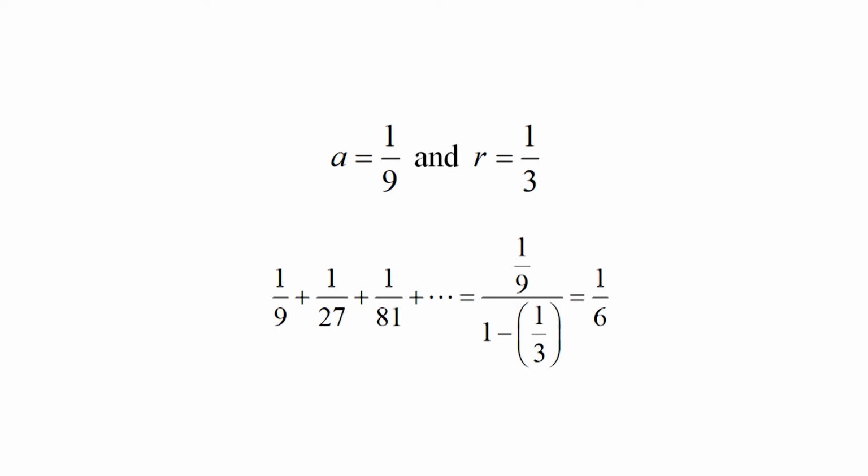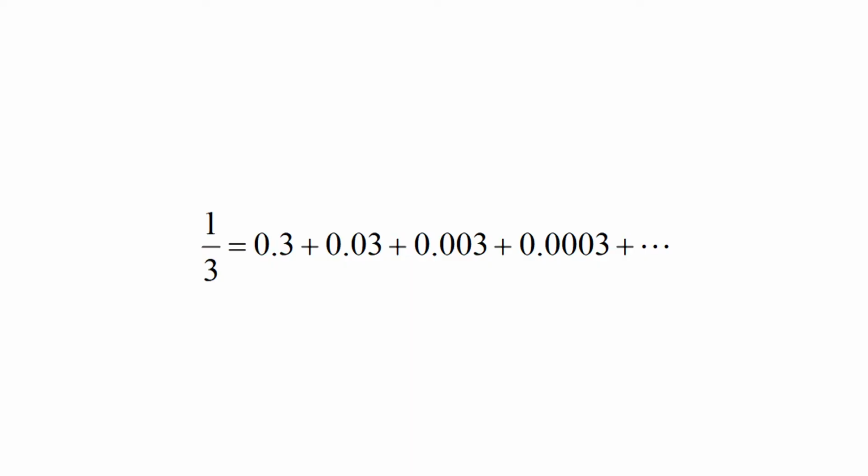which is equal to 1 upon 6. With our definition of convergence of series, let us reconsider the expression 1 upon 3 equal to 0.3 plus 0.03 plus 0.003 plus 0.0003 plus etc. And we are going to show that this equation is true by showing that the series on the right hand side converges to 1 upon 3.